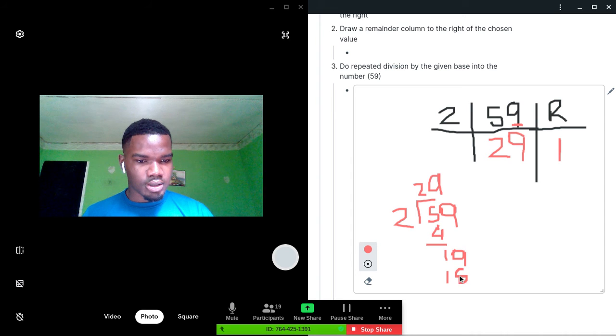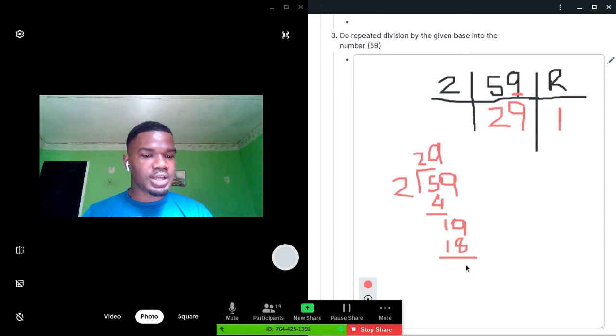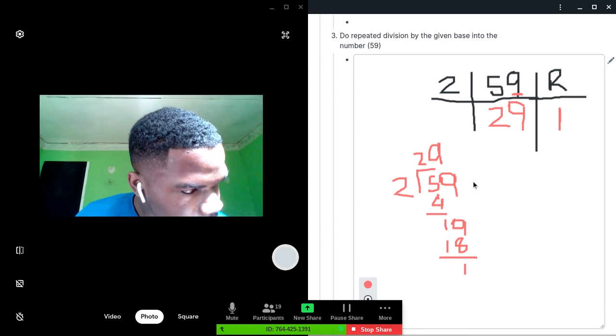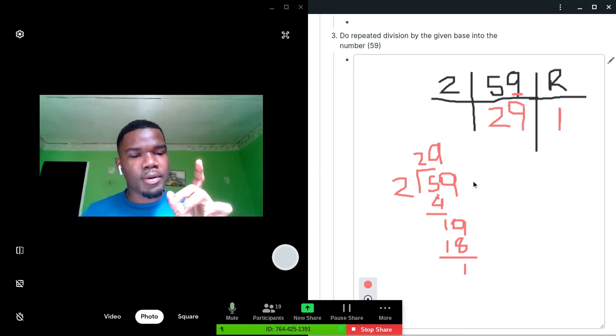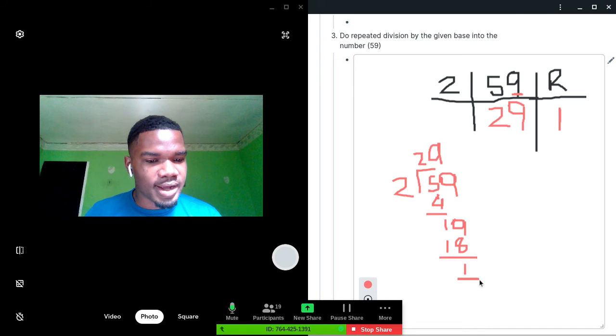Sir, so it's kind of like finding the LCM? Right. It's kind of like finding the LCM, or just trying to find out if this answer would be a 1 or a 0. 2 divided by 59 is 29.5, sir. Right, it's 29.5, but guess why? Because we have a remainder of 1 right here.